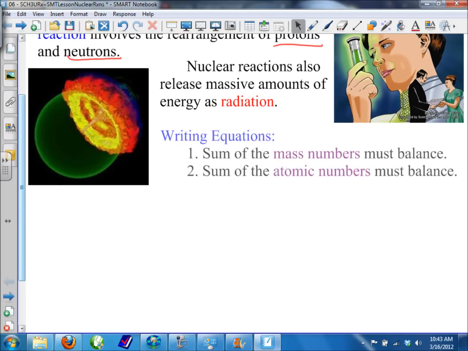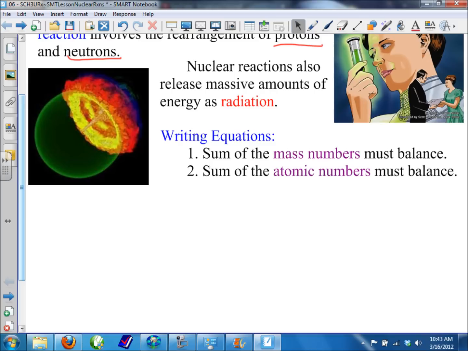Now, when we're writing the equations out, we need to remember that we have a reactant side and a product side, just like a normal chemical reaction. The reactant side, in terms of mass, must equal the product side, and the sum of the atomic numbers must balance. So the atomic number on the left side must be equal to the atomic number on the right side. This is the law of conservation of mass.